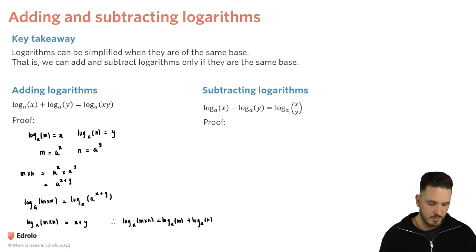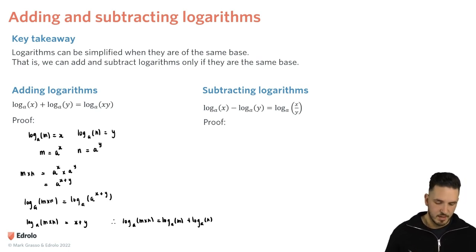What it came about was, well, we let log a of m equal x, log a of n equal y. We rearranged, so we undid the log by raising both sides to the power of a. That gives you m equals a to the power of x and n equals a to the power of y.